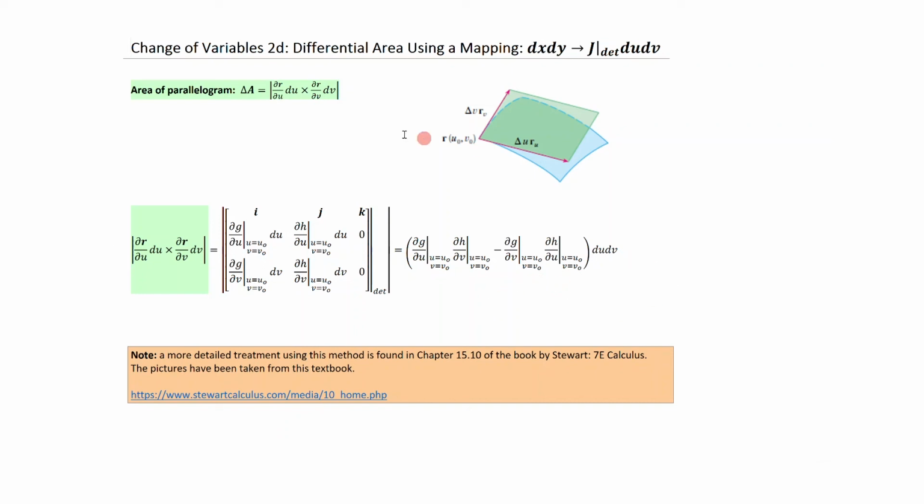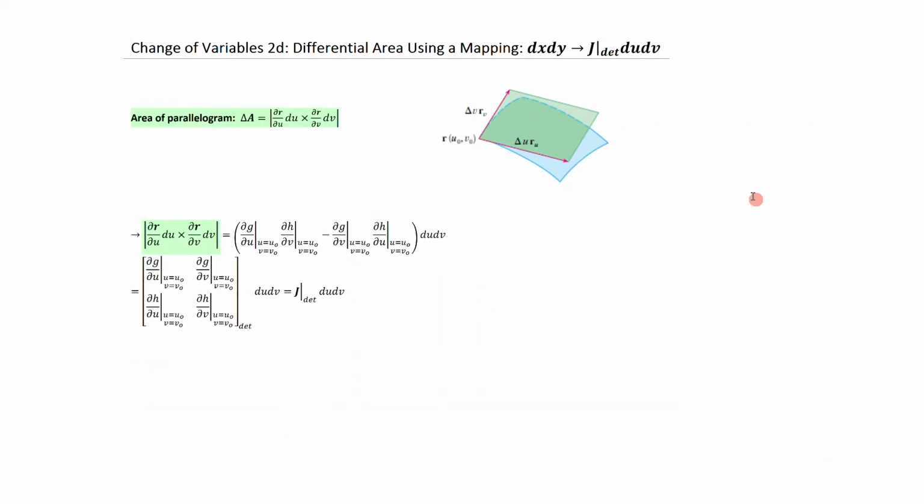Now, if you want more information about this, you can find it in chapter 15.10 of the book by Stewart, 7E Calculus. We've taken the pictures basically from the textbook. All right, so here we are just summarizing then finally that this becomes this. All right, but this can be written in a matrix form. If we were to take the determinant of this matrix, which is the Jacobian matrix, you'd end up with the expression here. And so this can be simplified down to something that looks like this.